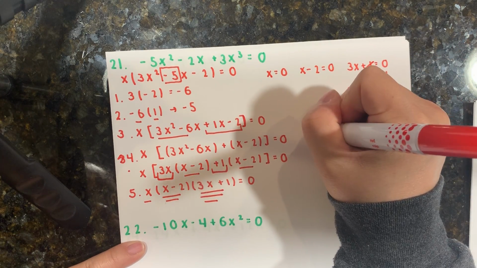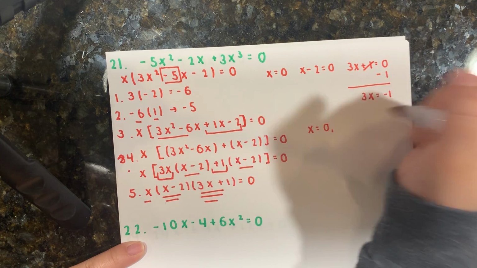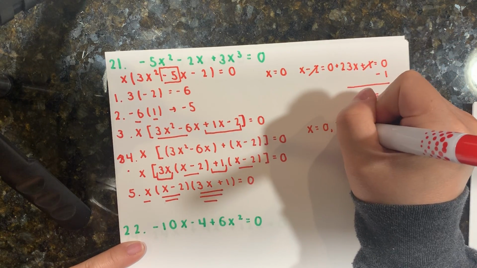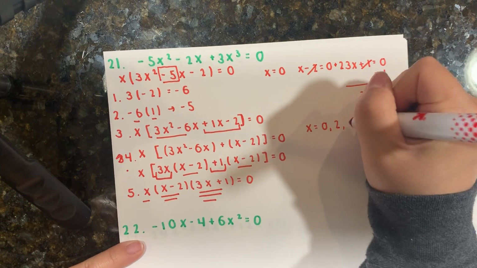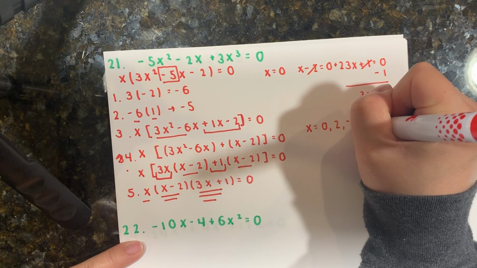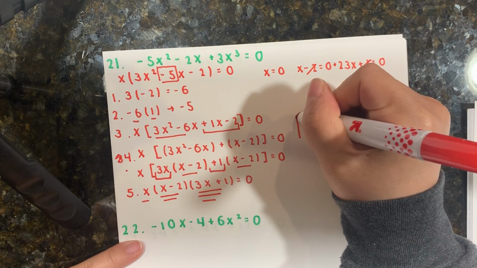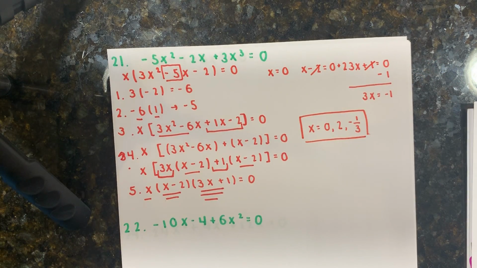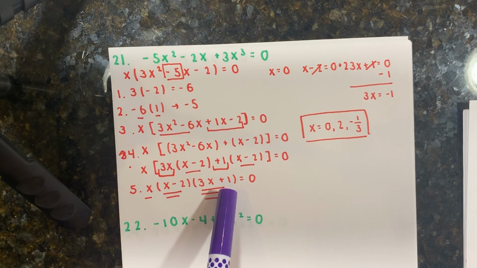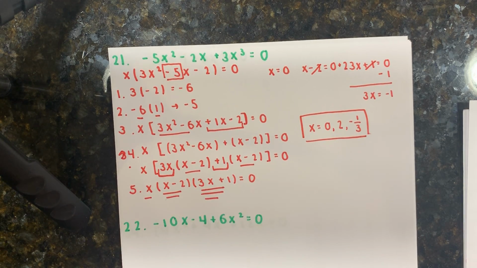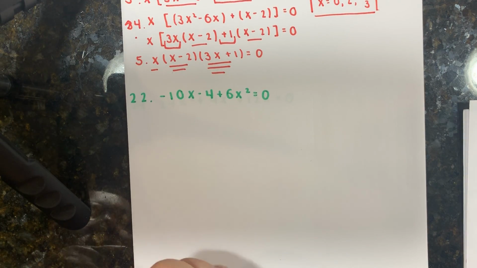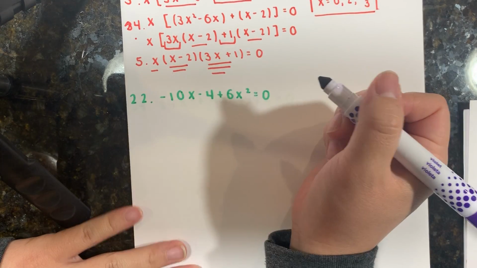So my answer is going to be x is equal to 0. Then when I move this 2 to the other side, I get x is equal to 2. And then when I divide this by 3, I get x is equal to negative 1/3. And those will be your answers for number 21. So make sure after you factor, you set each of these equal to 0, and that's how you actually get your answer.